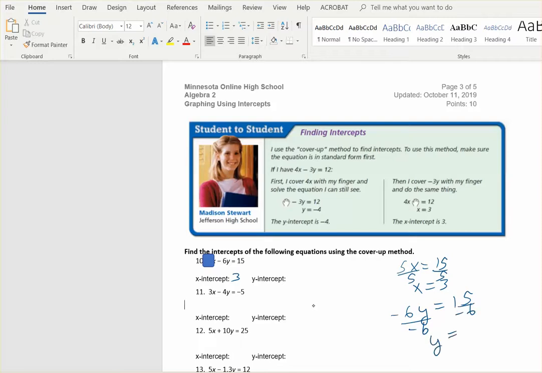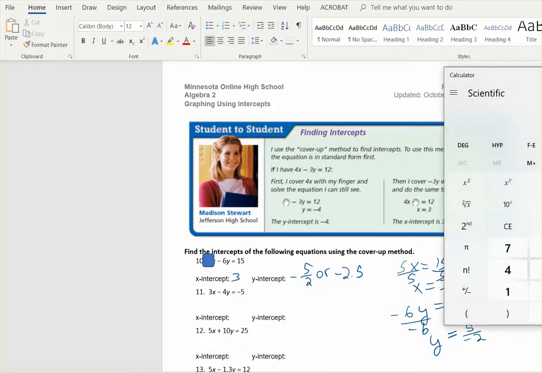So y is equal to 15 over negative 6, and I could divide both of those by 3 to get a simpler fraction. 15 divided by 3 is 5. Negative 6 divided by 3 is negative 2. So my y-intercept is negative 5/2, or you could write that as negative 2.5 if you prefer. If you had used your calculator on 15 divided by negative 6 instead of as a fraction, you would have got negative 2.5 right away.